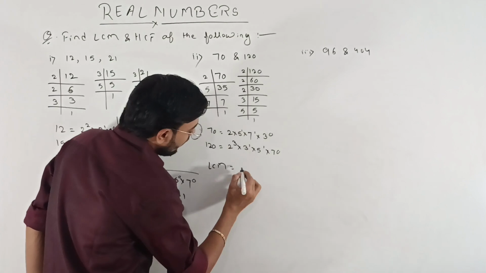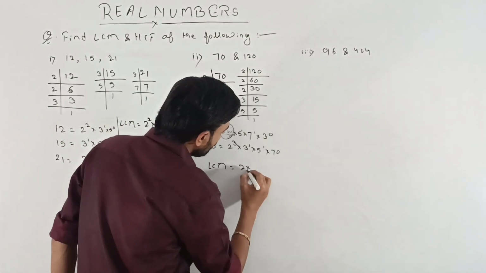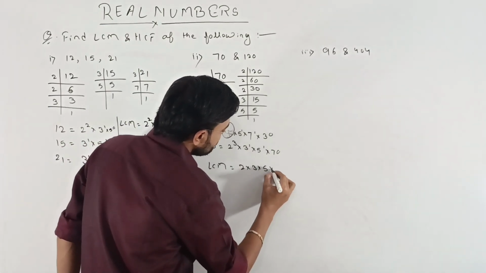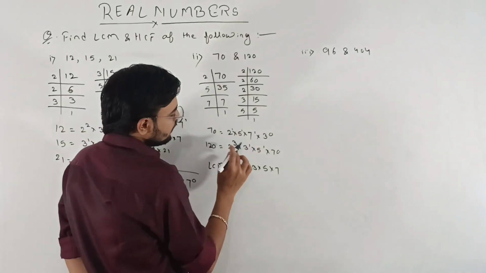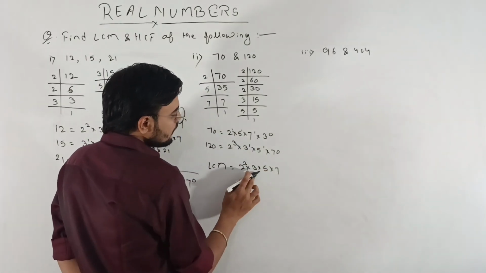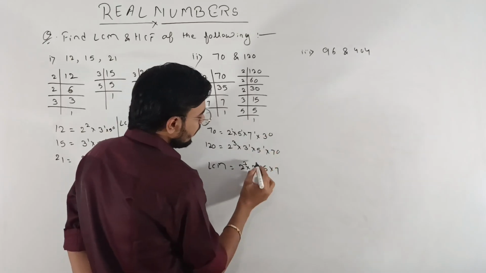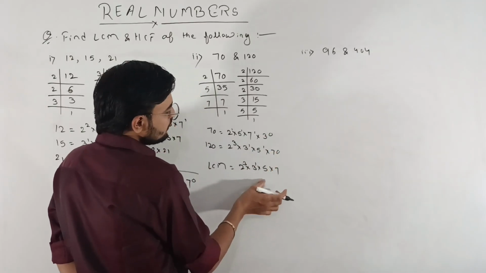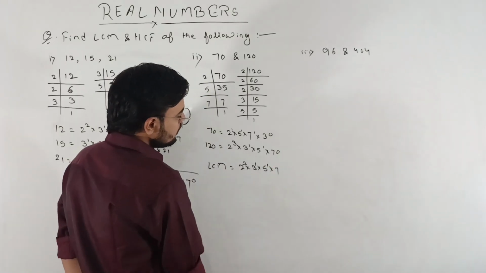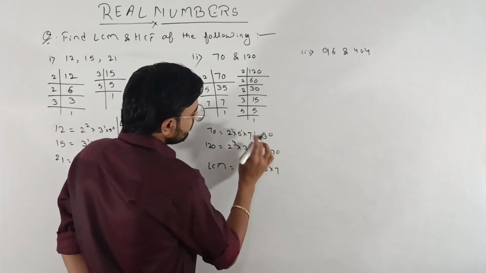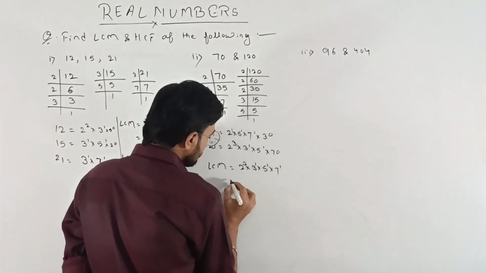For LCM we take the highest power. So first I write 2, 3, 5 and 7. Now highest power of 2 is 3. This is the highest power. Highest power of 3: this is 0, this is 1, so highest is 1. For 5, both are 1, so highest is 1. For 7, this is 0 and this is 1, so highest is 1.